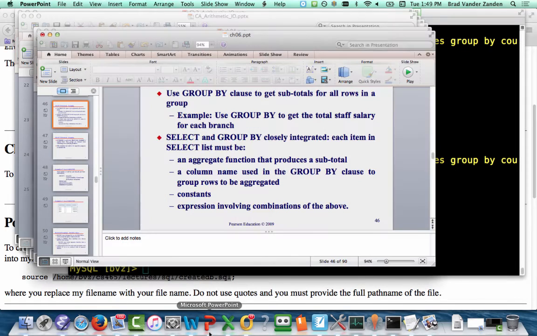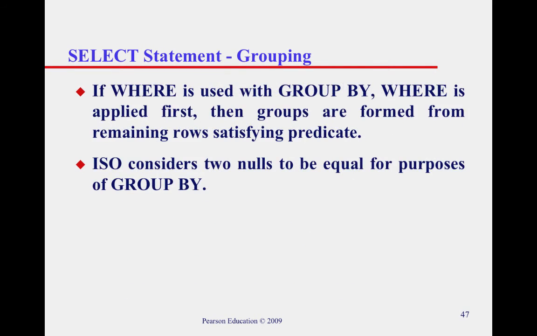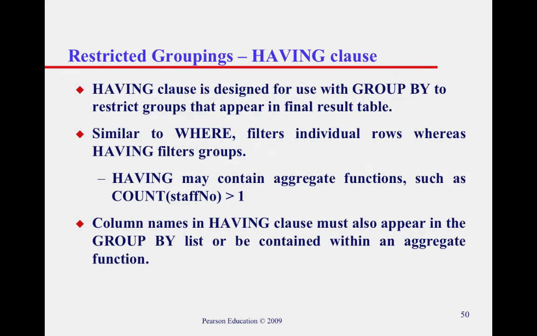Okay, so let's just go up here and do a quick review of all this. Let's see if I have my having. Okay, so here's our distinction. Having is designed for use with group, and it filters groups, whereas where filters individual rows. That's the crucial distinction. Having filters groups, where filters individual rows. And you can see at the bottom, column names in having must also appear in the group by list or be contained within an aggregate function. So there's a restriction on what can appear in having.